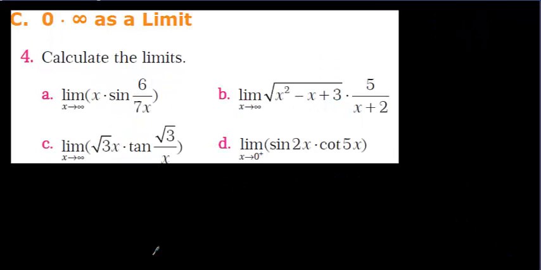Okay. Now 0 times infinity cases. These are tricky cases, and I'm going to solve only the first one and the last one. The others are going to be homework for you, and we are going to solve them in the class.